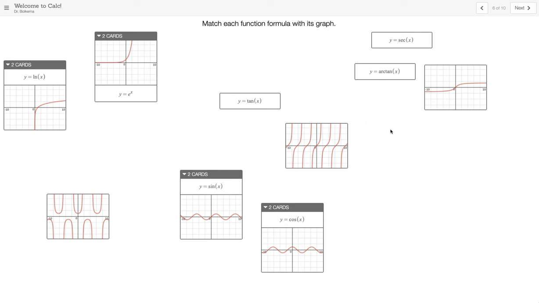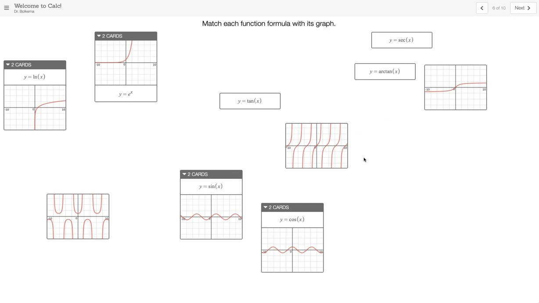So tangent as a function: one way to think about tangent is sine over cosine. So if I'm looking for a graph of tangent, I'm looking for these outputs divided by these outputs. Let's see what we learn. Looking at the origin, sine divided by cosine looks like 0 divided by 1. Okay, so we're looking for a graph that goes through the origin. Here, don't got it. Here, got it. Here, also got it.